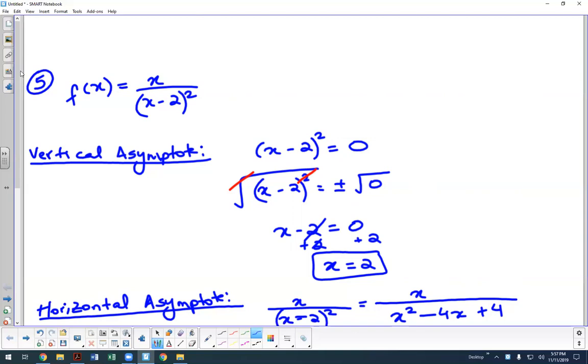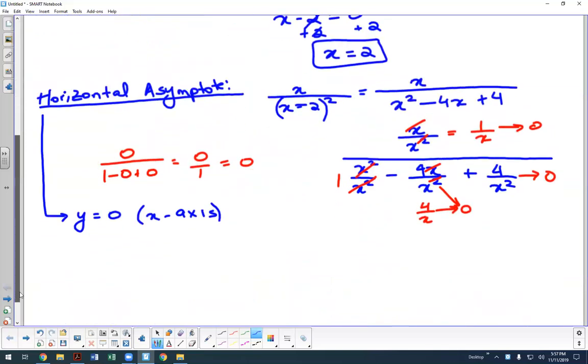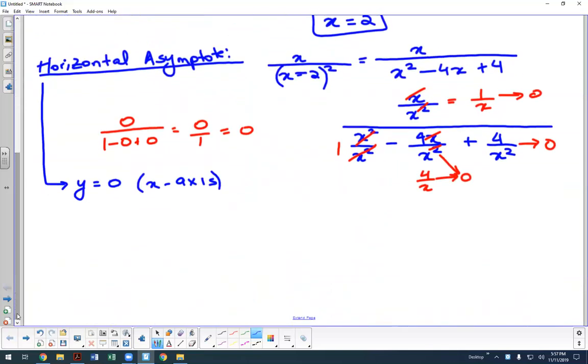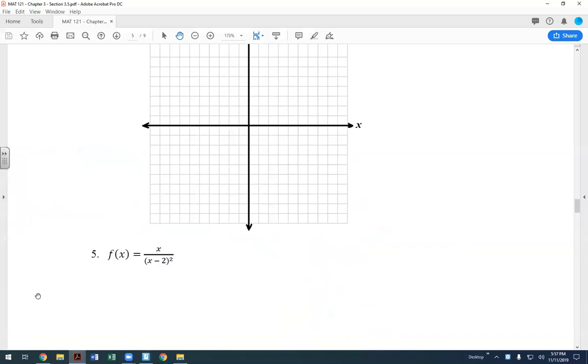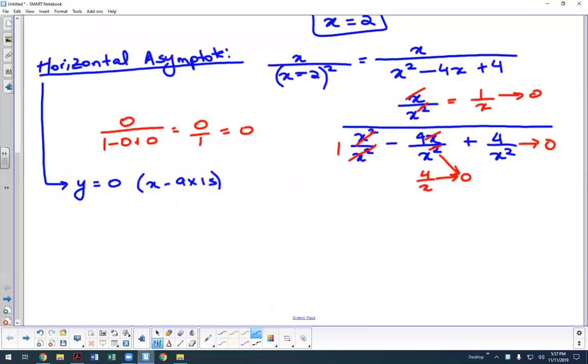So that would be your horizontal asymptote. So those are the two different cases you need to remember when you're working with horizontal asymptotes. Okay, so the first thing we do is find those asymptotes, and they're talking about check for symmetry and then find any intercepts. So let's go ahead and take a look at those two steps.